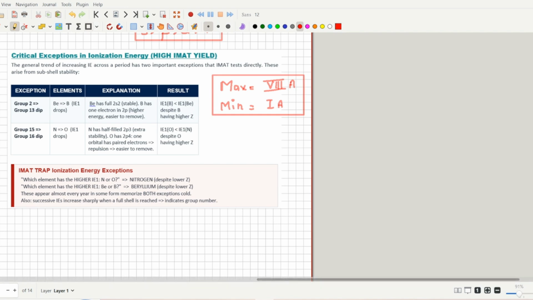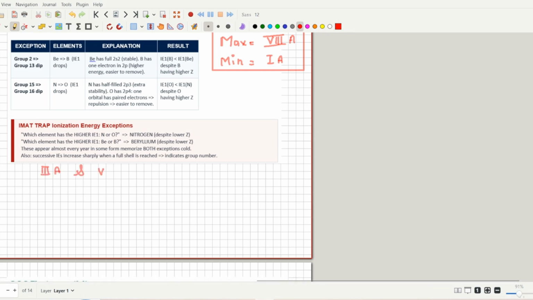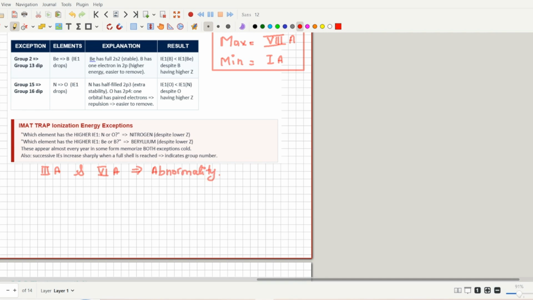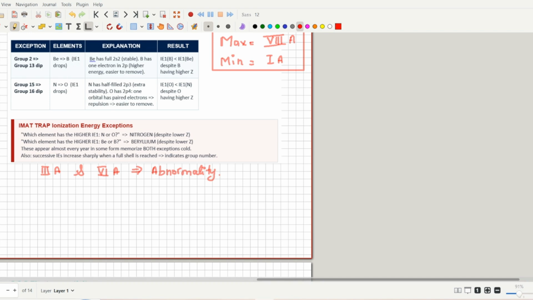So let's talk about exceptional cases. For ionization energy, there are actually two exceptions. The first exception, or abnormality, is in the 3A elements and in the 6A elements. So 3A and 6A elements are the ones that show abnormality, or you can say they are the exceptional cases. What is the reason? Let's make a graph first and then we will discuss these examples.